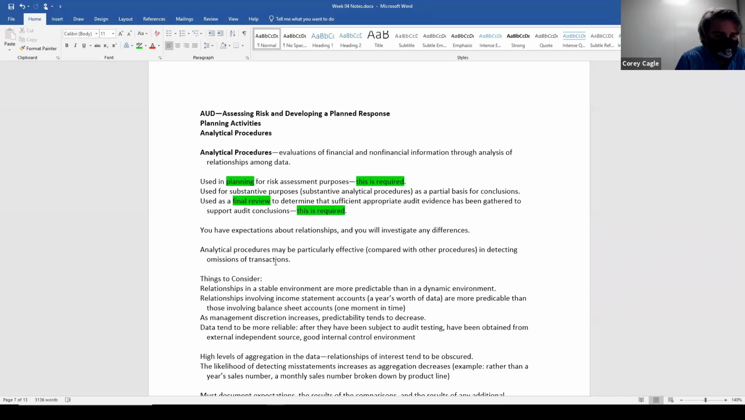And then as your final review, you go back and look, and this would probably be a manager or a partner with more familiarity with the industry, with the company and that kind of thing. They're going to have a final look at things just to make sure everything looks right in the final review. So required at those two spots. But bottom line, you have expectations about what you expect to see. You're going to look for differences and then highlight that and then dig a little deeper later.